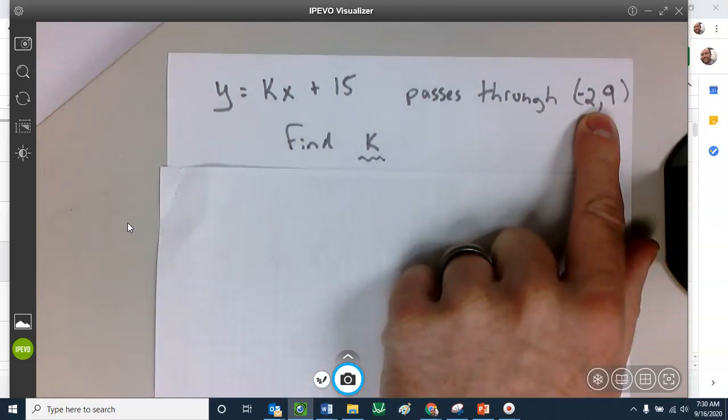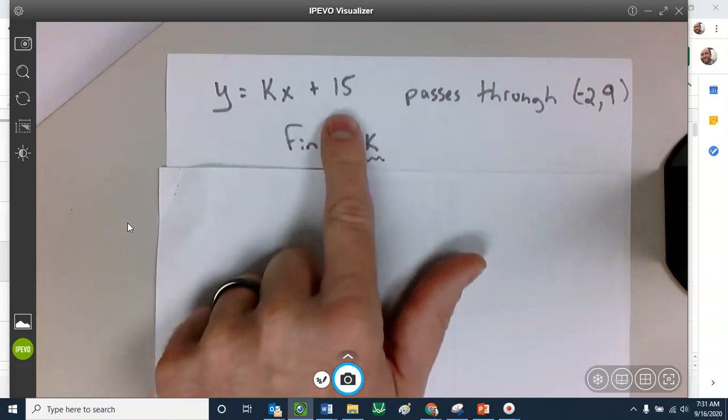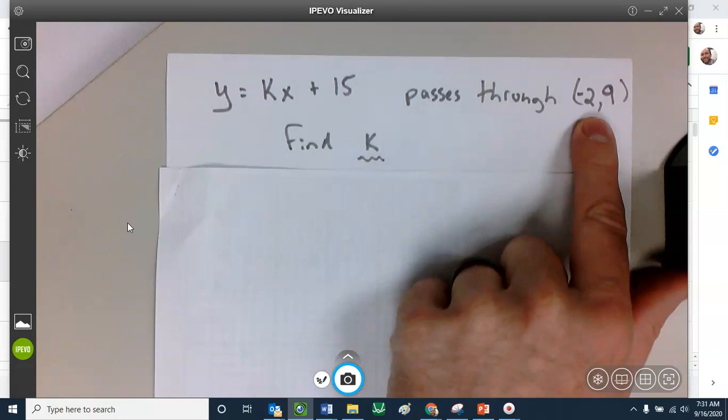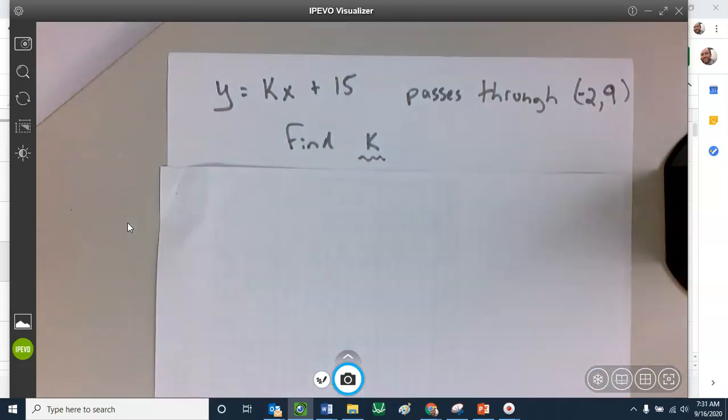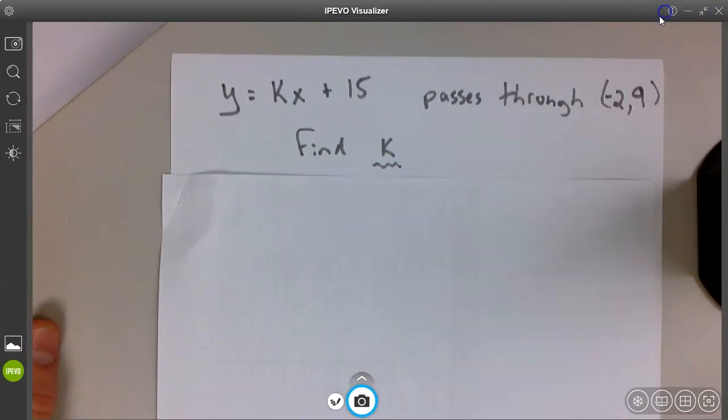After I do that, there's only going to be one letter that we don't know. In this case, it's going to be k. So y equals kx plus 15. That line will go through negative 2 comma 9. I want to figure out what k is. That's what we're going for today. That's our little prerequisite skill. You will see why in the future, but let's look at it.